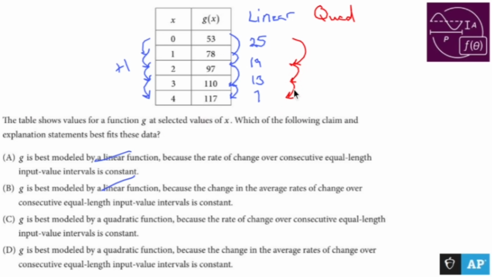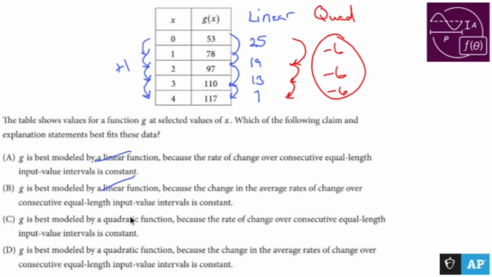Okay? So what we did is we found the rate of change and found that the rate of change was not the same. But is the rate of change of the rate of change the same? Well, I guess we're about to find out. In order to get from 25 to 19, you subtract 6. In order to get from 19 to 13, you subtract 6. And in order to get from 13 to 7, you subtract 6. So this is a quadratic.